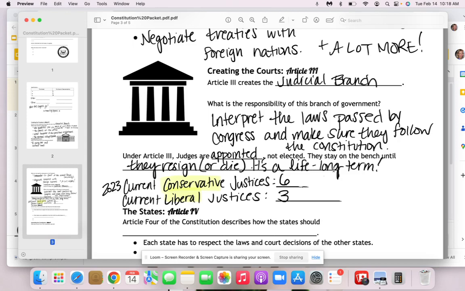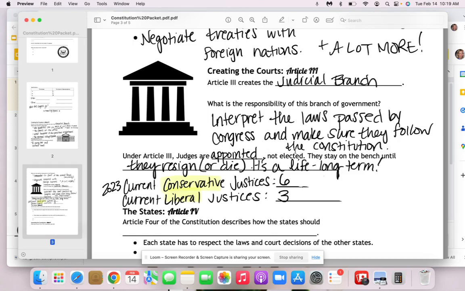Under Article 3, judges are appointed, and they're appointed by presidents. That's another check and balance on these two branches. So judges are appointed by presidents, and presidents, we know, fall along the political ideology spectrum. So if you get a conservative president, it's very likely that the conservative president is going to appoint a conservative judge. If you have a liberal president, it's likely that that liberal president will appoint liberal judges.